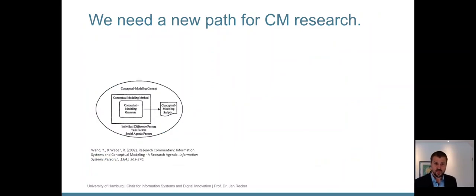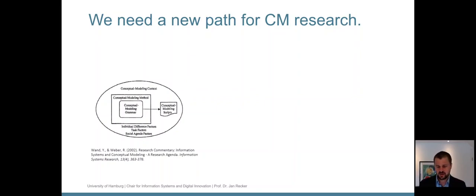So what I'm saying here is we need a new path. We need to think about conceptual modeling differently. I'm not saying that this vocabulary, this framework hasn't been very useful. It's been incredibly useful, and it still is useful, but it needs to do more. We need to relax some of the assumptions. We need to expand it necessarily.